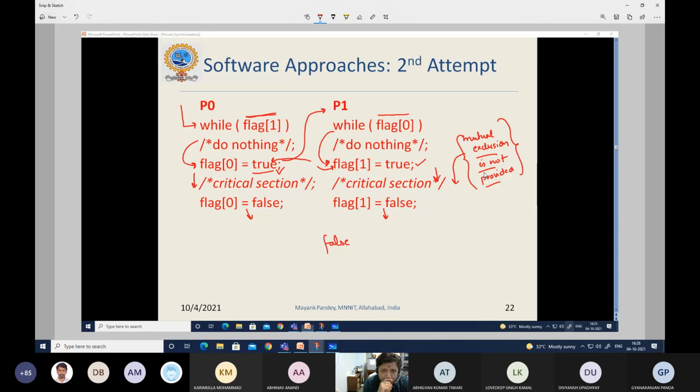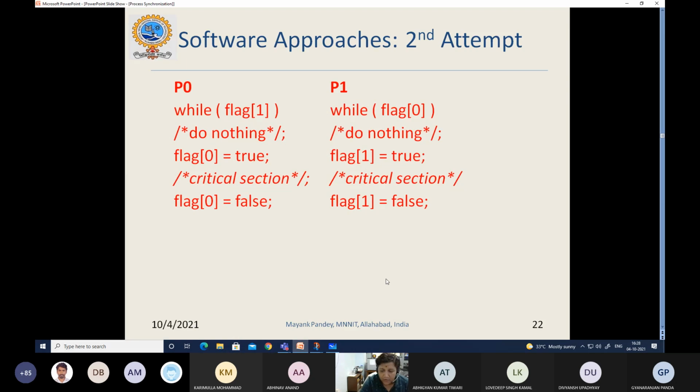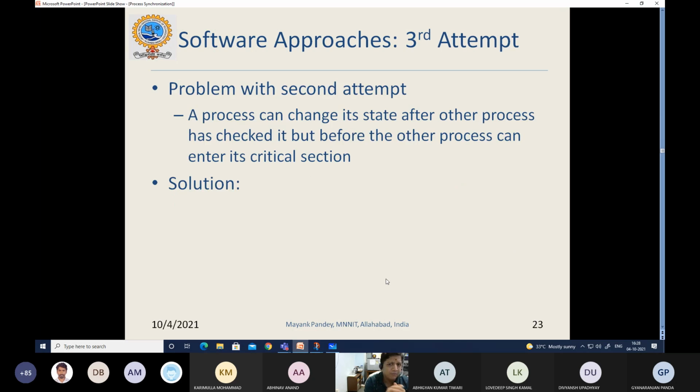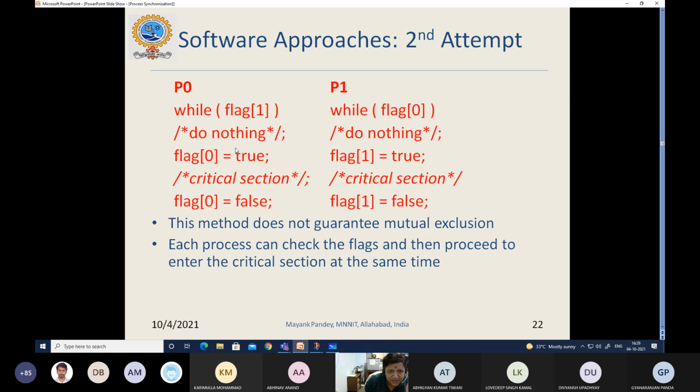So the problem with this solution is that mutual exclusion may not be provided in one or two situations. This solution does not guarantee mutual exclusion. In some situations, suppose P0 runs 2 or 3 instructions continuously, then it may be provided, but it does not guarantee mutual exclusion. Each process can check the flags and then proceed to enter the critical section at the same time if switching is like that. That is the problem with the second attempt: a process can change its state after the other process has checked it, but before the other process can enter its critical section.